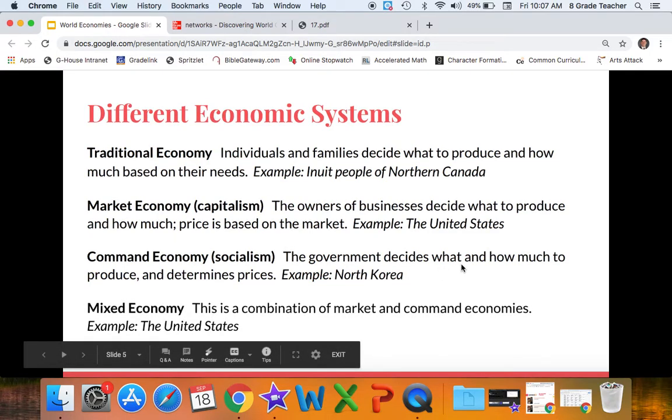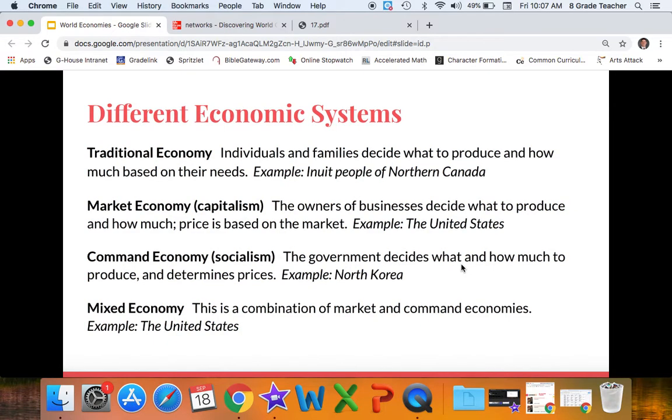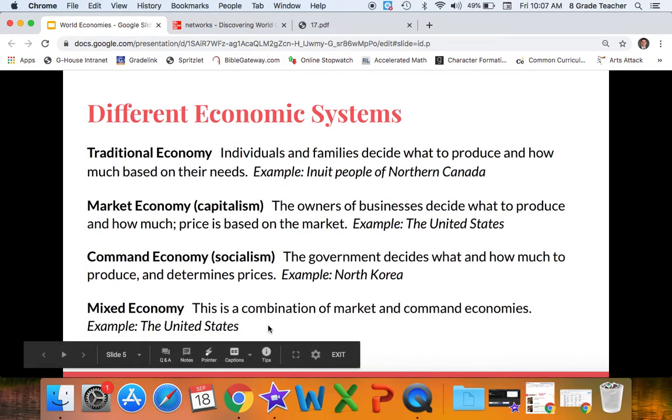The last one that's listed is a mixed economy. The mixed economy is a combination of market and command economies in which you've got a little bit of both that's happening. The United States would probably be called a mixed economy because there are government agencies and government entities that are doing things that are really similar to what private companies are doing.